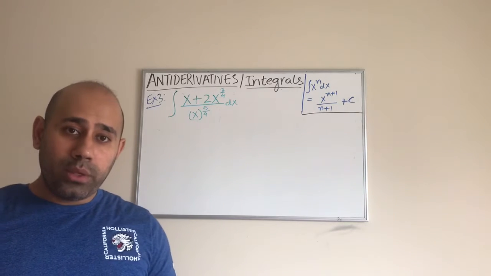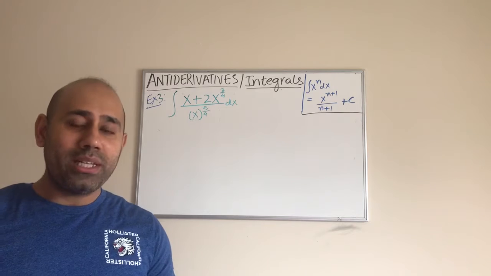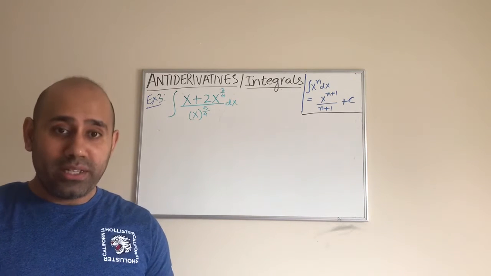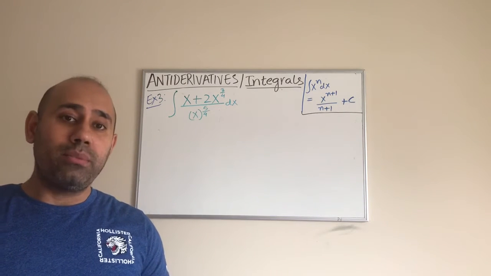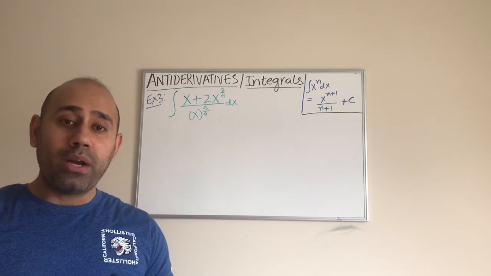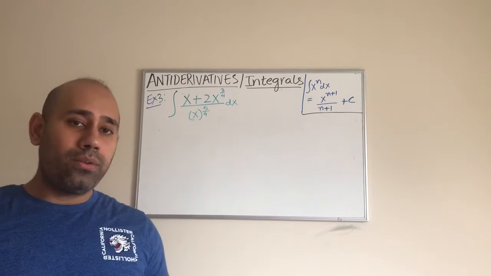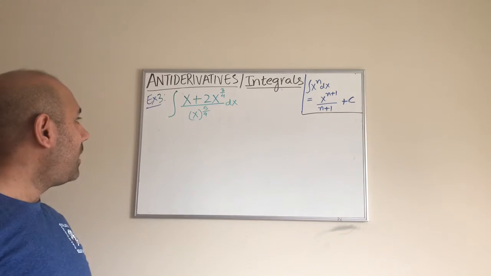Example 3 on evaluating simple integrals. We're still starting with simpler ones, and then as we learn these simpler ones, we will try to learn more complicated and more challenging ones, which require a lot of steps or maybe a combination of different concepts. So guys, this is a ratio of two polynomials.